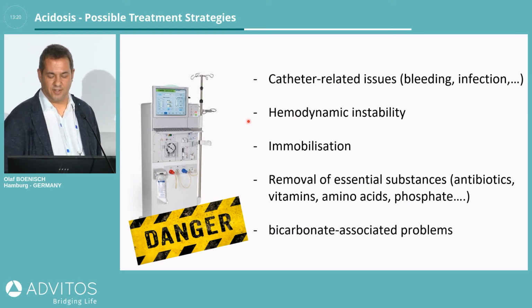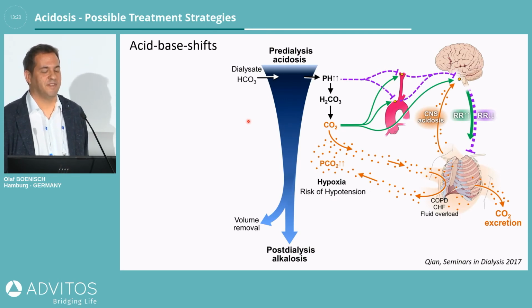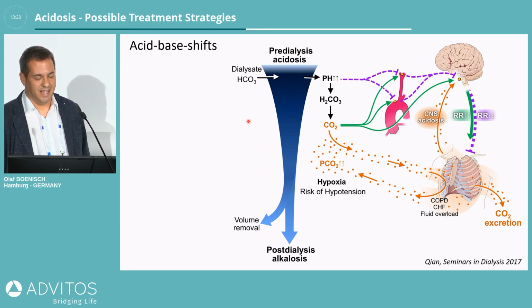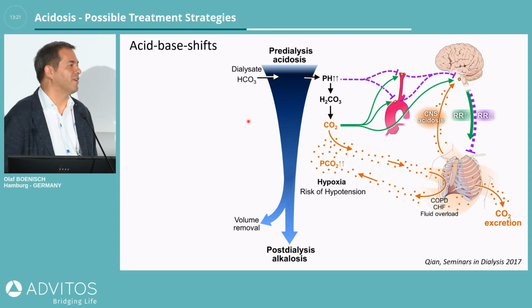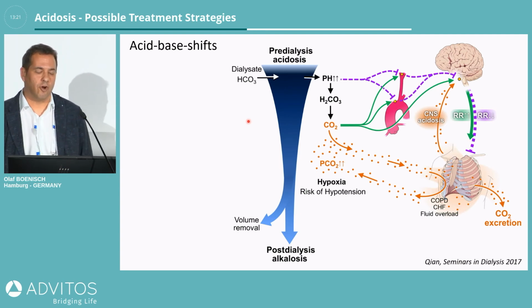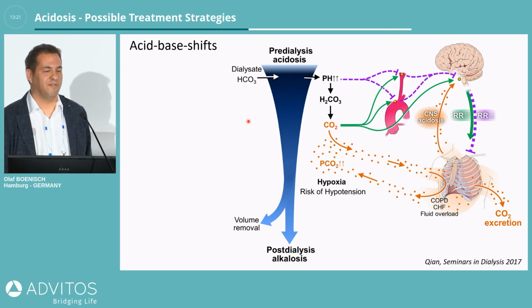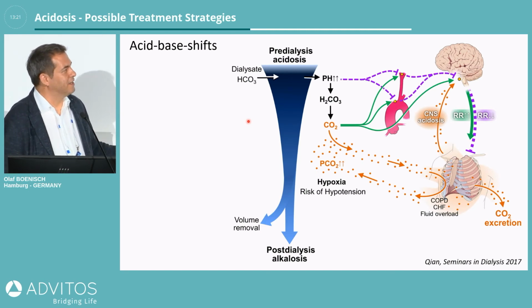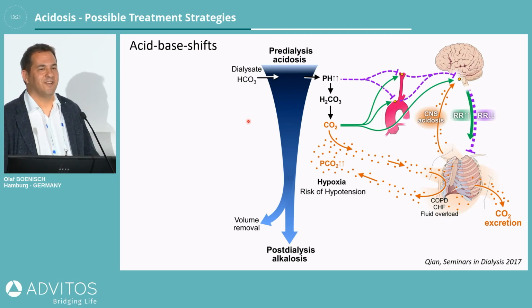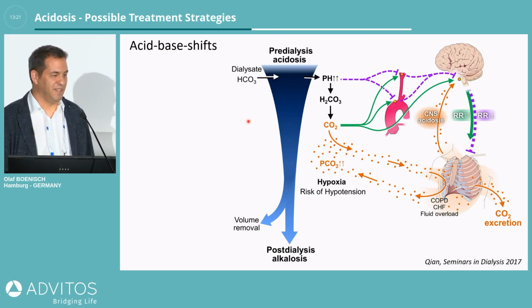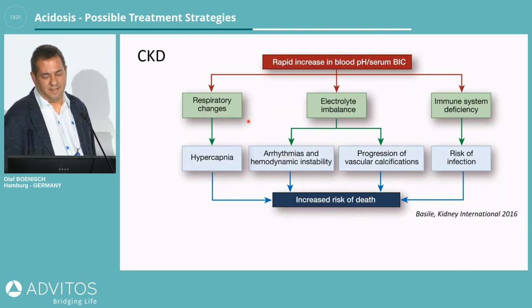And we have bicarbonate-associated problems. A typical problem is that in dialysis patients, we are going from a pre-dialytic acidosis state into a post-dialysis alkalosis state, particularly in the patients who are on chronic dialysis. And you can see the various negative effects this can have. First of all, you have a strong increase in pH. This influences the respiratory drive. If CO2 is produced out of this, we are dependent on a good pulmonary function. Otherwise, we have an increase in pCO2 with hypoxia.